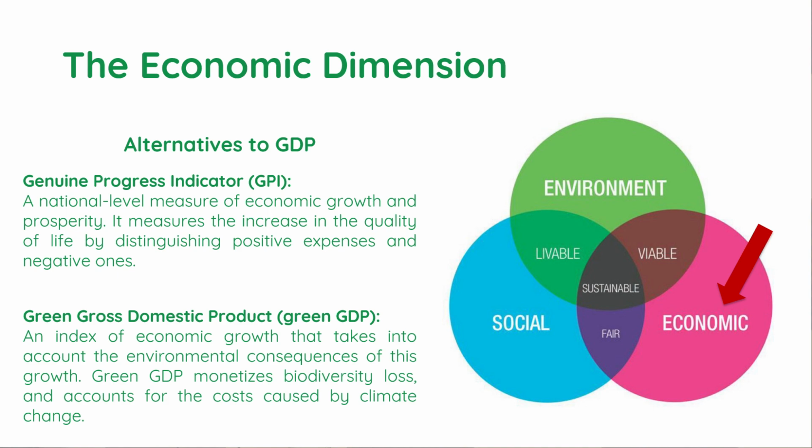Another one is the green gross domestic product, which is called the GDP Green. It is an index of economic growth that takes into account also the environmental consequences of this growth. So the green GDP monetizes, for example, biodiversity loss and accounts for the costs that are caused by climate change. So we can see here with the Genuine Progress Indicator and with the green GDP that the environmental dimension is also incorporated into the economic dimension.